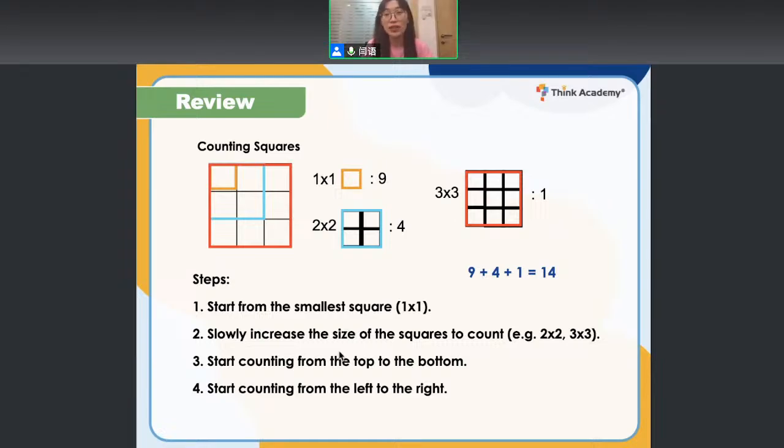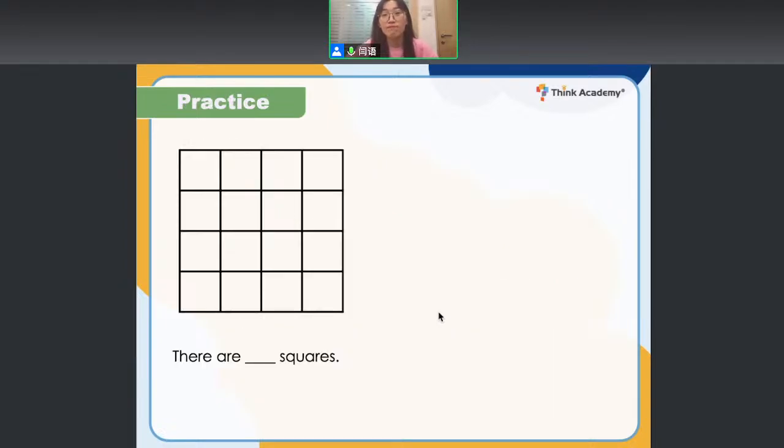I know that most students think counting is super easy, right? But they always miss some squares. So we must pay attention to the method. Okay, and the next one, let's practice more. Now we have a 4 by 4 squares. Everyone, please count. How many squares are there in total? Again, I give you 1 minute, okay?